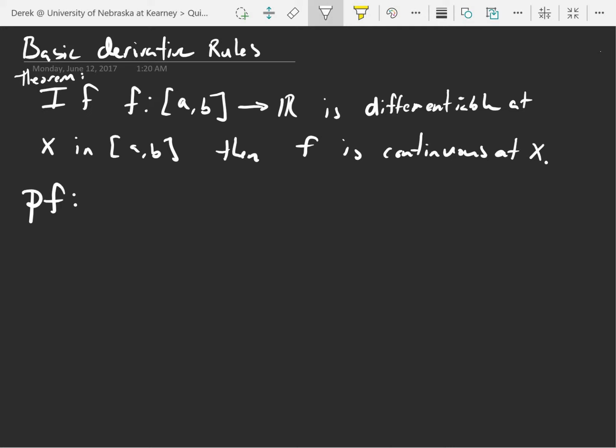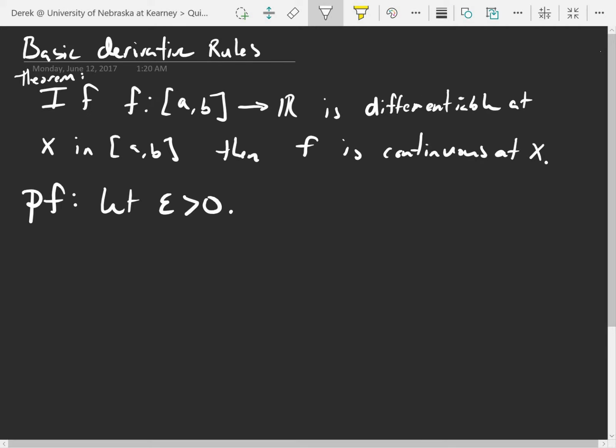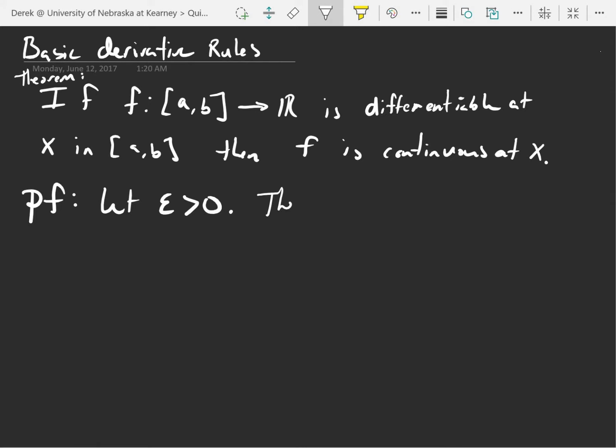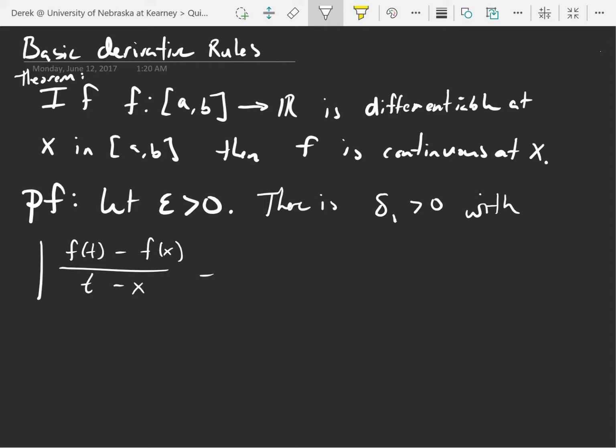This is going to be a little bit messier because we're not going to do the scratch work on the side. We're going to figure out what delta has to be straight from working with some algebra. So proof. Let epsilon be bigger than 0. We need to show that f is continuous, knowing that the derivative exists at x. So there is a delta 1 bigger than 0 with |(f(t) - f(x))/(t - x) - f'(x)| < epsilon whenever |t - x| < delta 1.